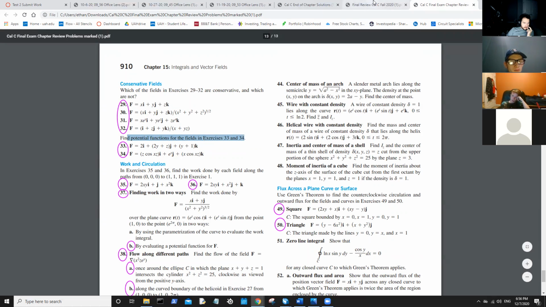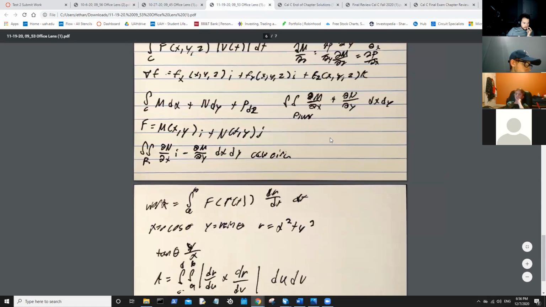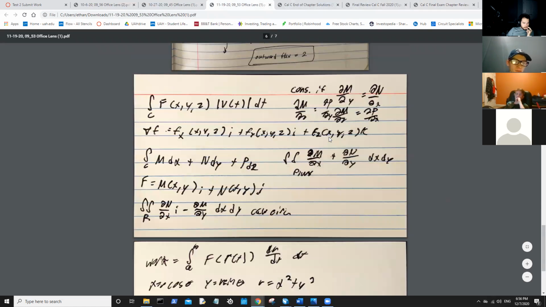So to find a potential function, let's look upon the mighty formula sheet. Is this it? Potential function is the guessed correct thing, right? What? Oh yeah, Jeffrey's going to be a G and just look at the function and tell us.